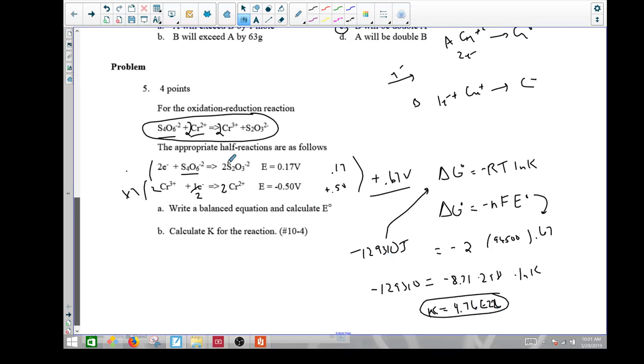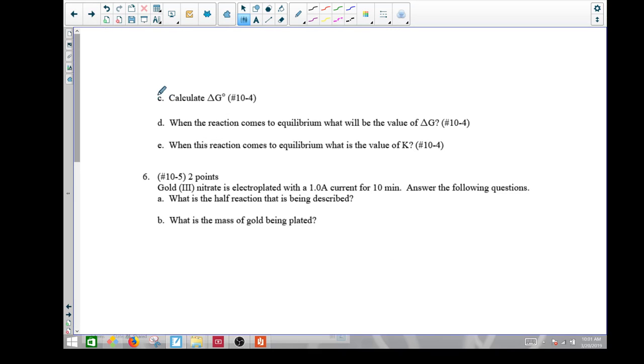Okay. Flipping to the next page. That just answered that question. When the reaction comes to equilibrium, what would be the value of delta G? It'll be 0. When the reaction comes to equilibrium, what would be the value of K? It is 4.76 e to the 22nd. Again, Q will equal K.